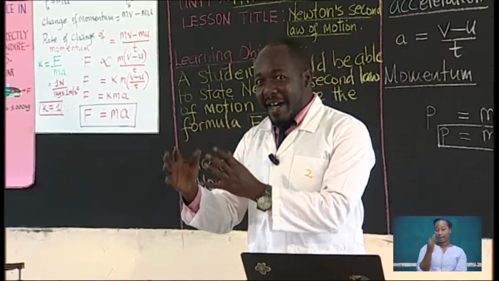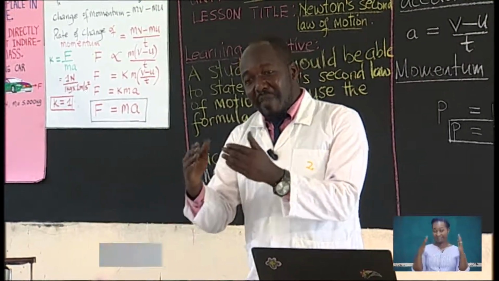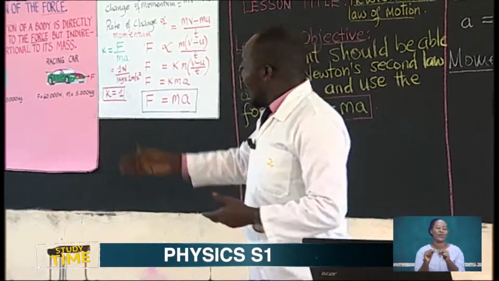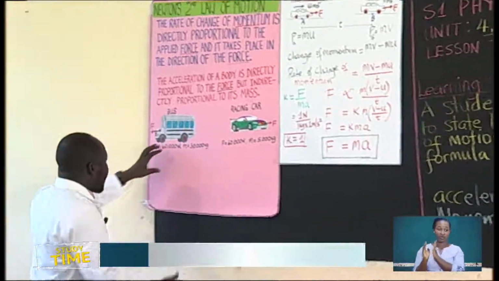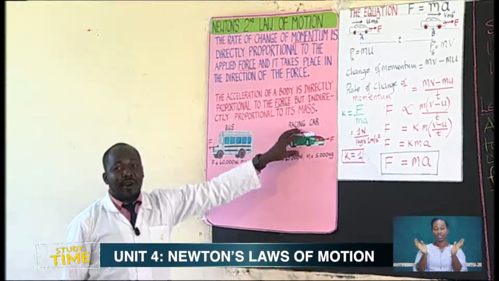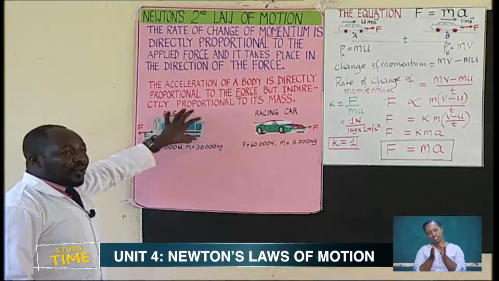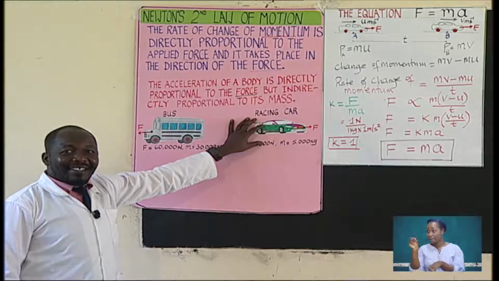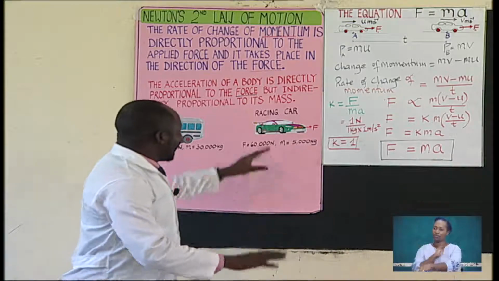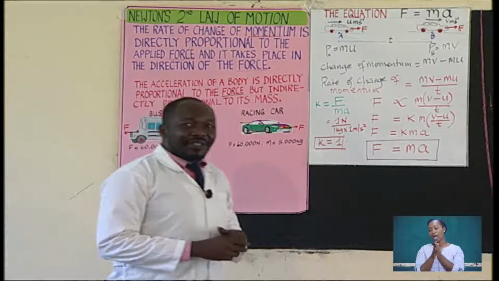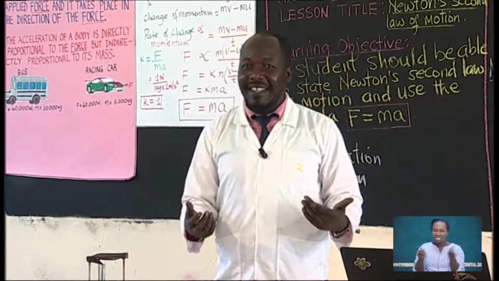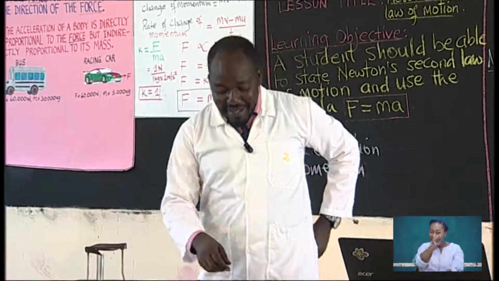If I apply a force on a big body, it may move, but it may not move very fast. Look at our illustrations here. You have a big bus, and then there's a small car. Do they have the same masses? No. So if we give them the same force, that is the car and the bus, same force, do you think they will move at the same rate? They will accelerate at the same rate? Okay, let's find it out.